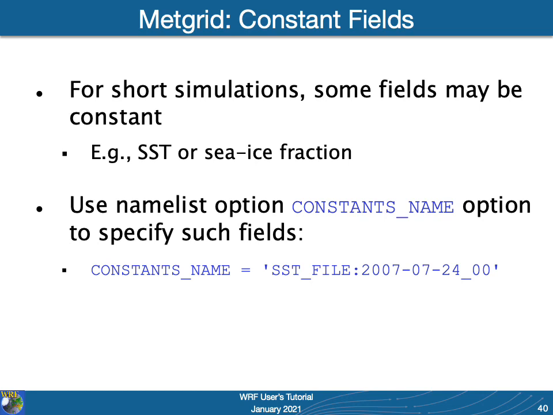In the Metgrid program, the way that one specifies constant fields is with a special namelist option called constants_name. In that case, the entire name of an intermediate file is given, and every field contained in that intermediate file will be held fixed throughout the ARW simulation.